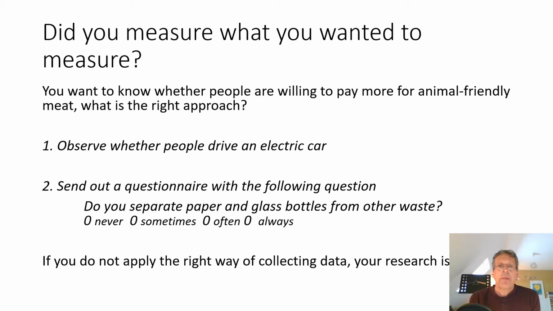The first aspect, did you measure what you wanted to measure? You want to know whether people are willing to pay more for animal-friendly meat. What is the right approach? Observe whether people drive an electric car. What has an electric car to do with people willing to pay more for animal-friendly meat? So that's not relevant. If you observe whether people drive an electric car or not, that's not a way to find out if those people are willing to pay more for animal-friendly meat. It makes no sense. It's not valid.